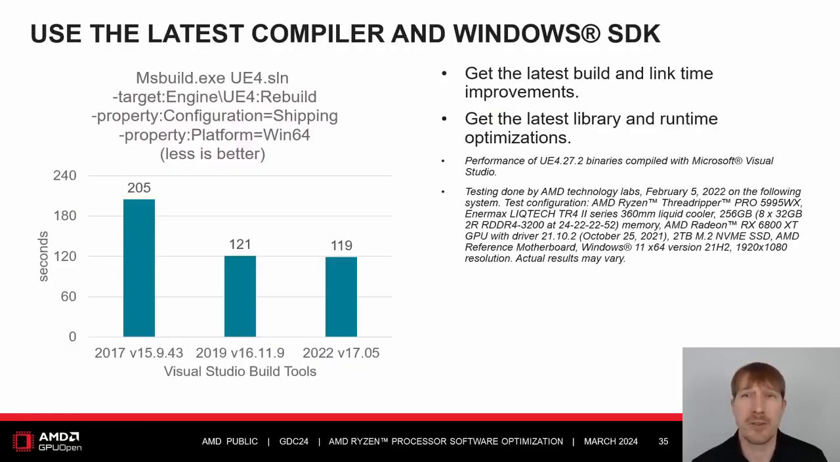Use the latest compiler in Windows SDK. This ensures you get the latest build and link time improvements. Rebuilding UE 4.27 is much faster on Visual Studio 2022 and 2019 compared to Visual Studio 2017. Some developers have experienced larger benefits than those shown. Also, ensure you're using the latest C runtime optimizations, especially for memcopy and memset. Some Visual Studio 2022 updates improved indexing performance and vectorization.